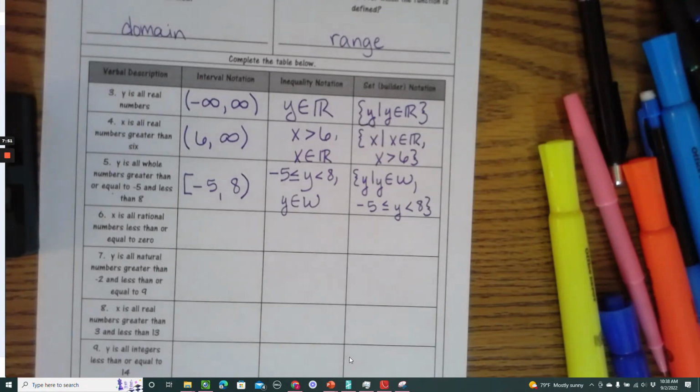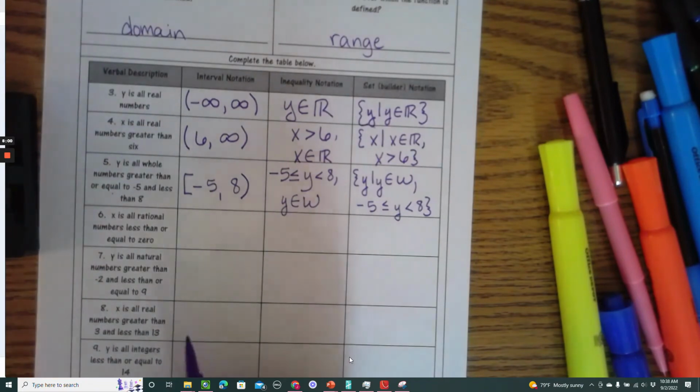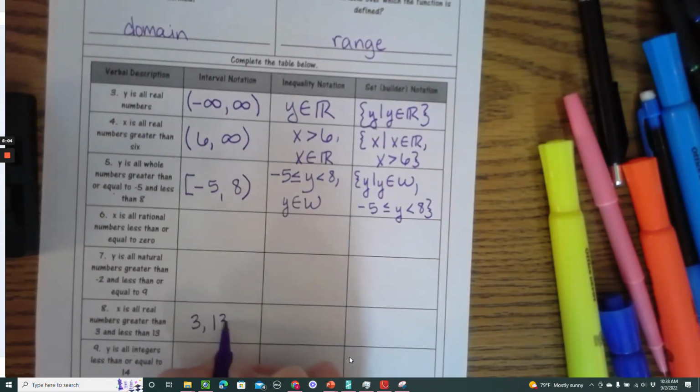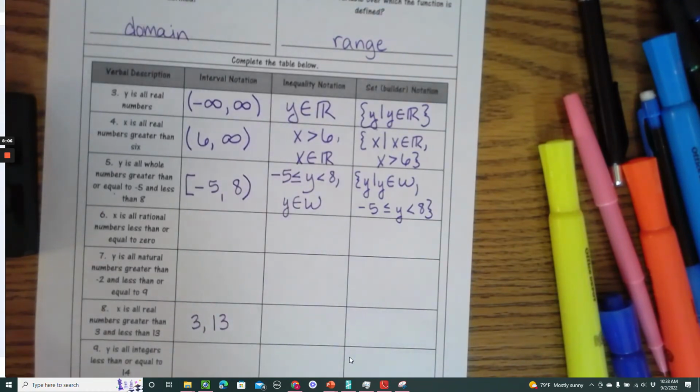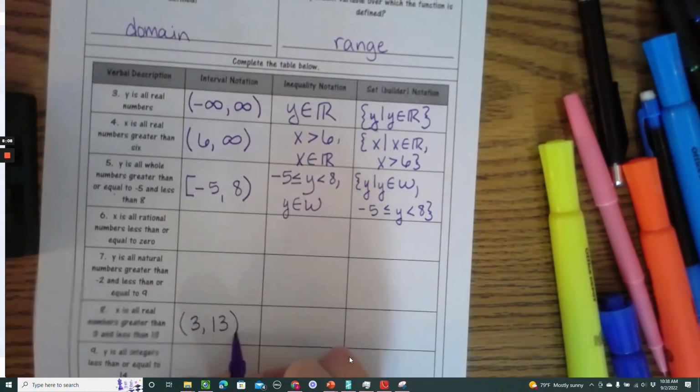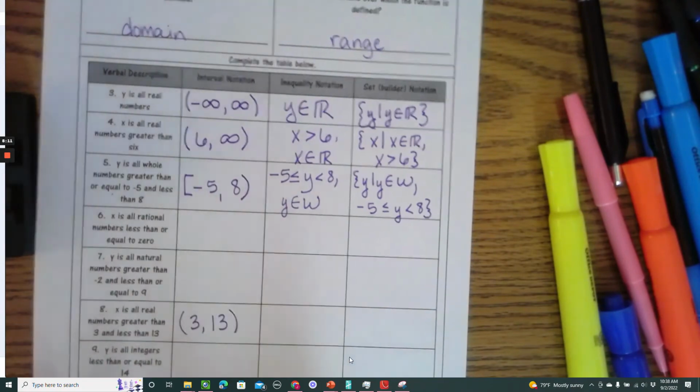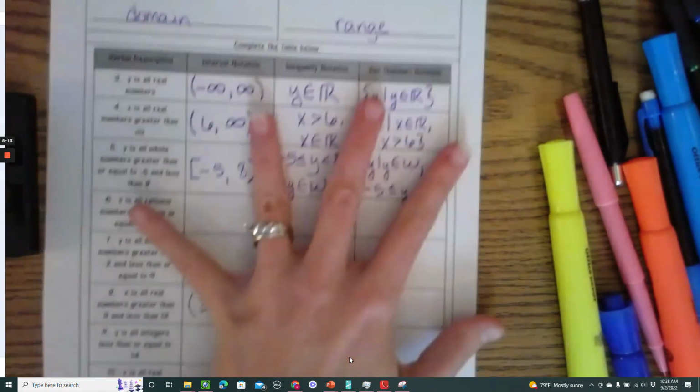Okay. X is all real numbers greater than 3 and less than 13. So where am I starting? 3. Where am I ending? 13. Parentheses or brackets? Parentheses on both. Greater than, less than. No equal to's in there.